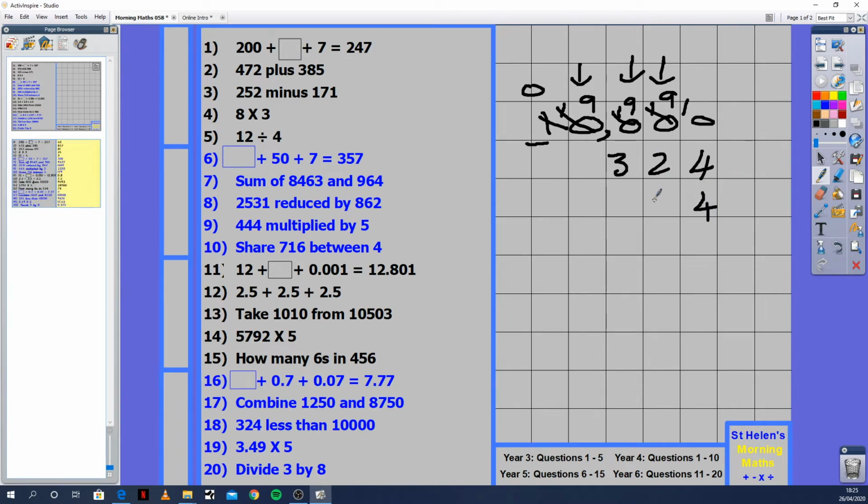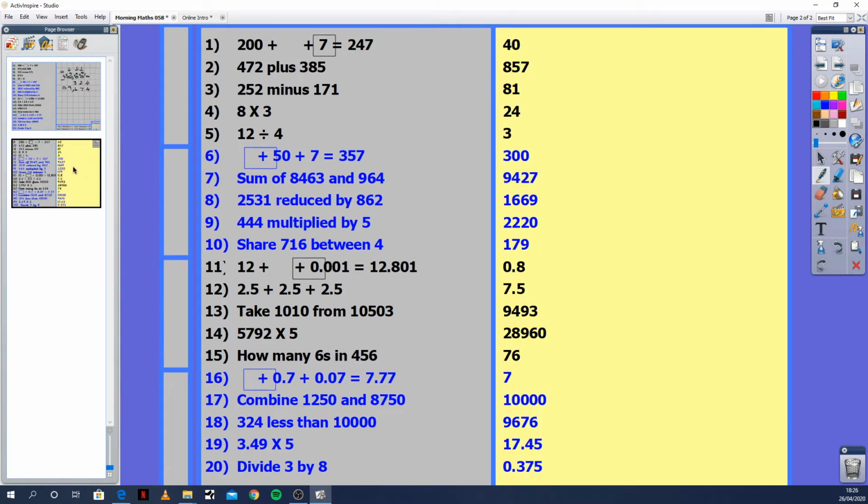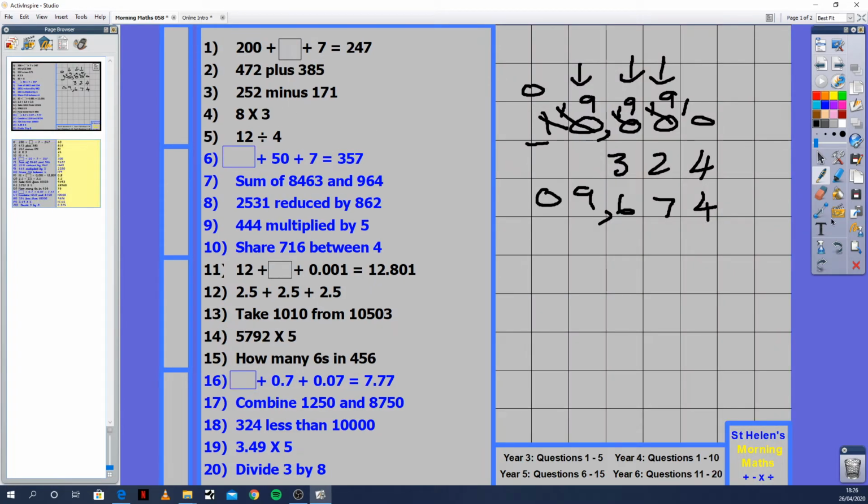9 minus 2 is 7. 9 minus 3 is 6. 9 minus nothing is 9. Not whatever I just did there. No, go forward. 9 minus nothing is 9. And then 0 minus nothing is just 0. So the answer should be 9,674. It's not 74. I hope you got that answer earlier.